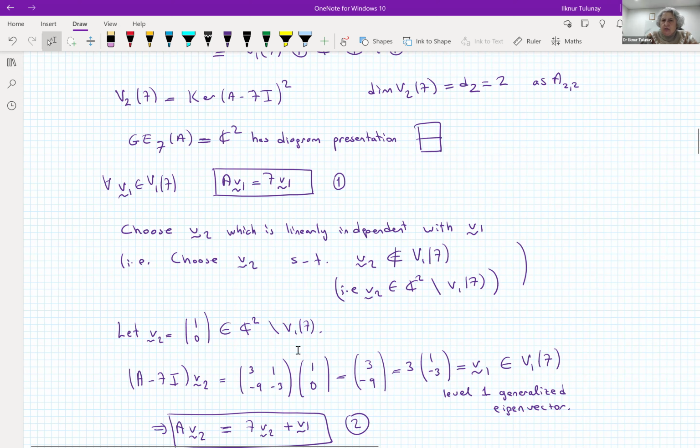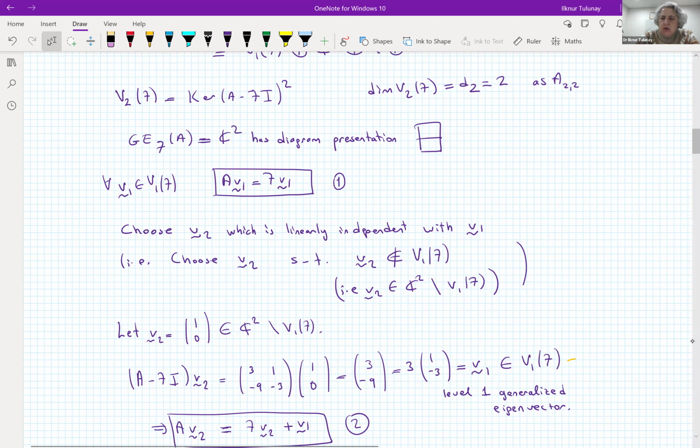1, 0 does, right? 1, 0 is different from the 1, 3. Then apply A minus 7I to V2. This is this matrix times 1, 0. This times this is 3. This times this is minus 9. This is 3 times 1 over minus 3. So this is inside the V1, 7, level 1 generalized eigenvector.